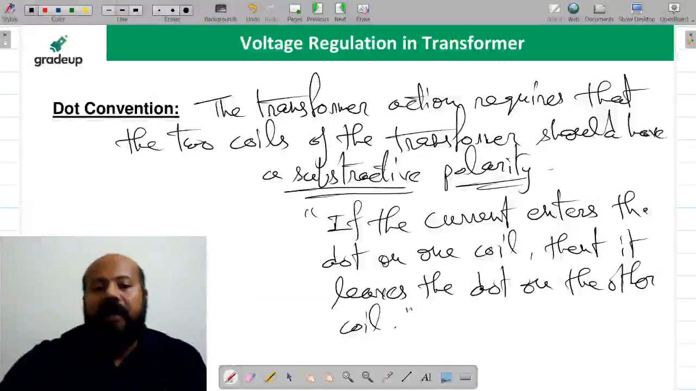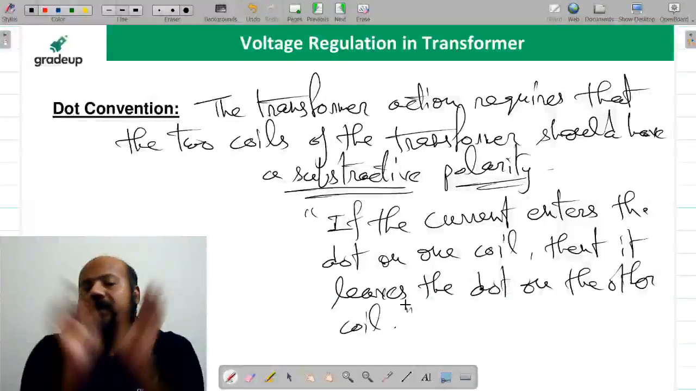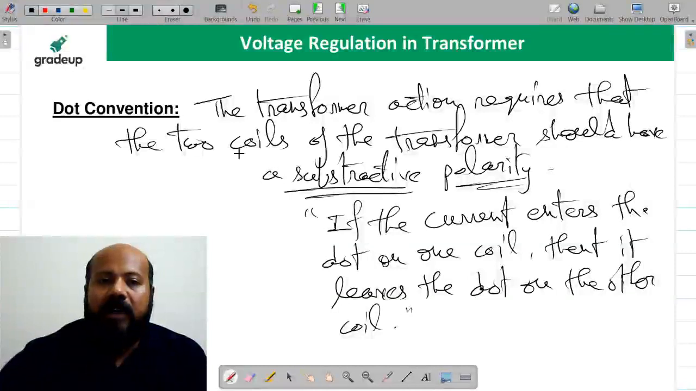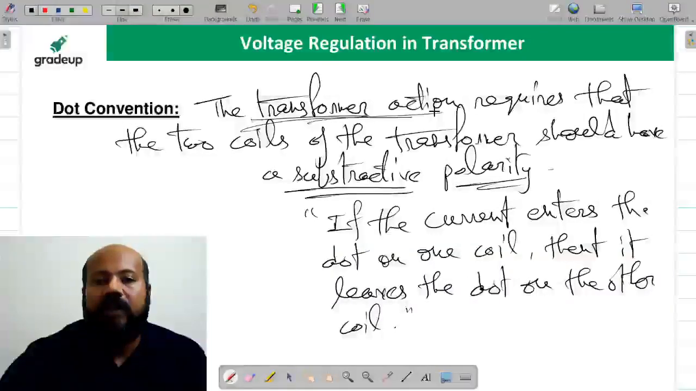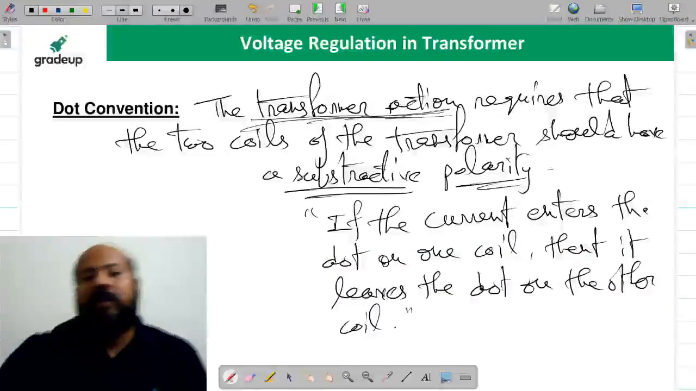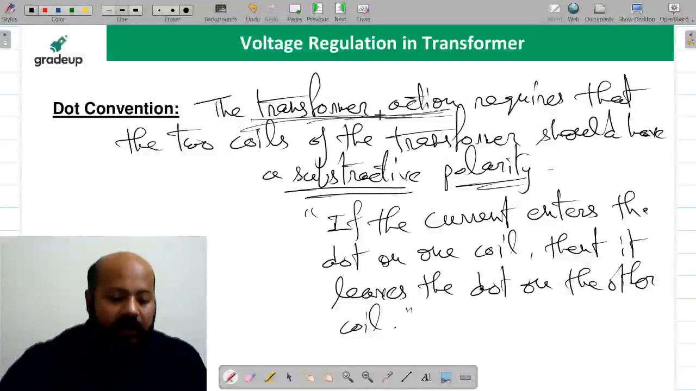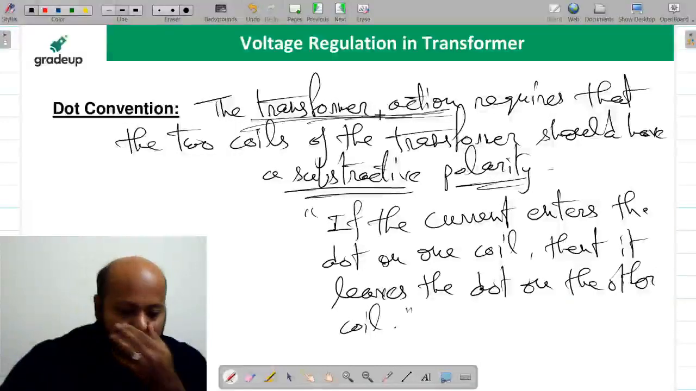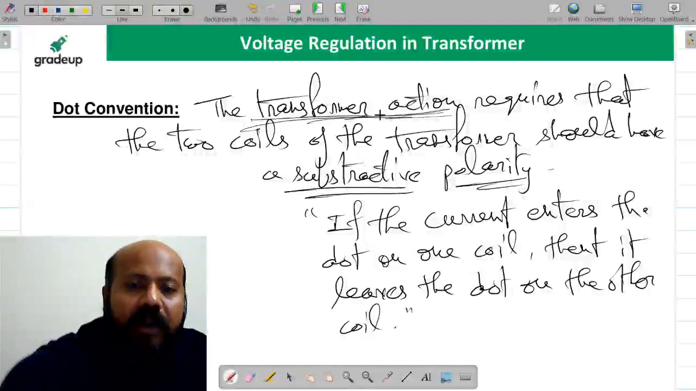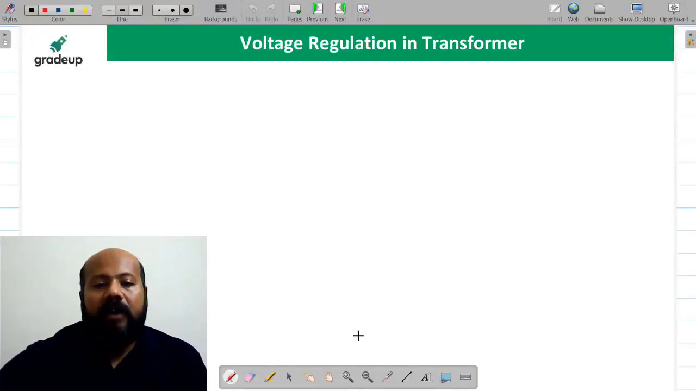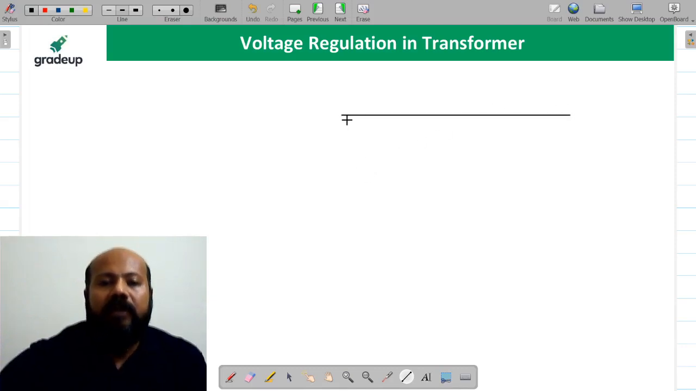What is the idea? See, transformer action we'll just read. Don't worry about this transformer action. What is this transformer action that we are going to cover in today's lecture itself? So please have patience. Now please try to understand what is the dot convention. Let me give you an example so that you understand it better.